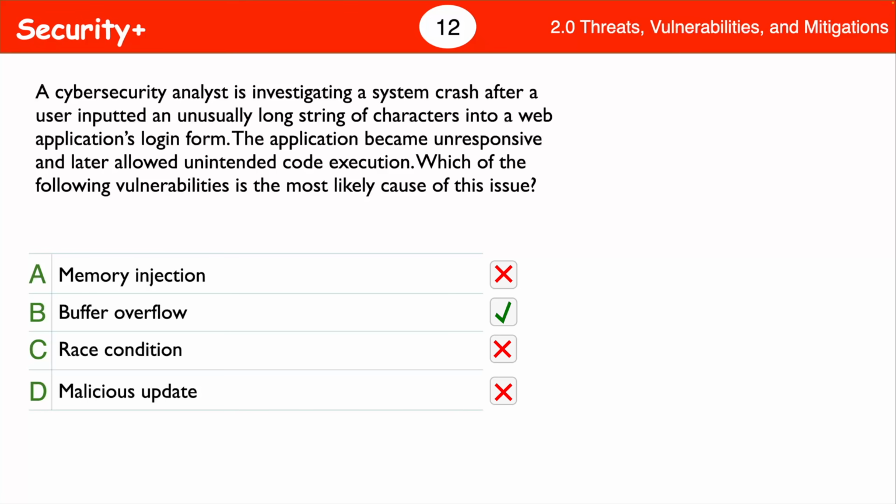A buffer overflow occurs when a program writes more data to a buffer than it can hold, and that causes memory corruption. That often leads to crashes, application instability, and sometimes remote code execution.